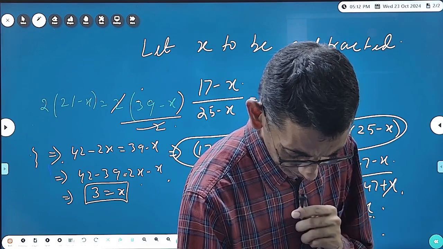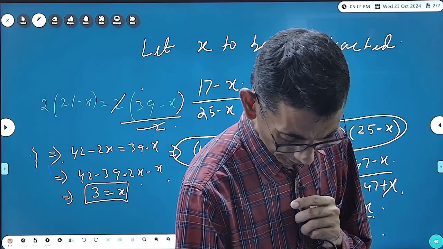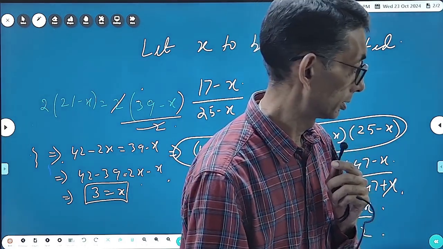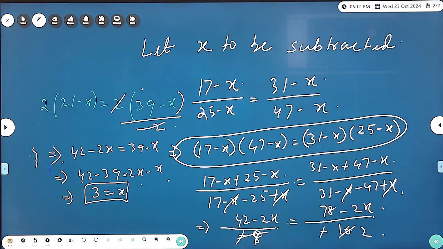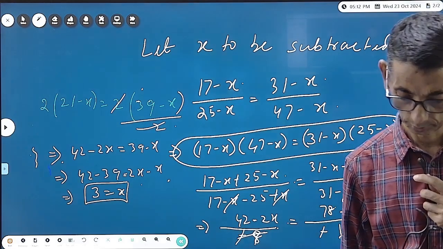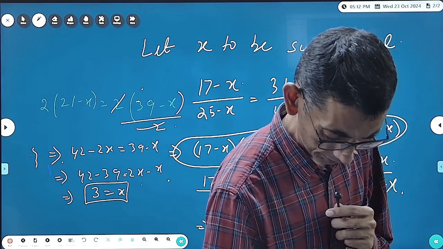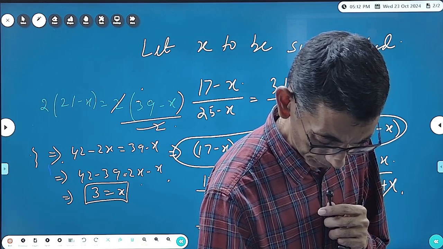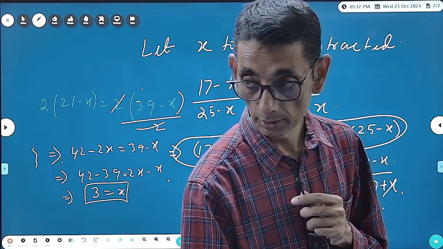Next, solve this practice problem, question number 5. Have you seen that question? Question 5: if x by y plus z equals y by z plus x equals z by x plus y equals k, prove that k equals half, if x plus y plus z is not equal to 0.